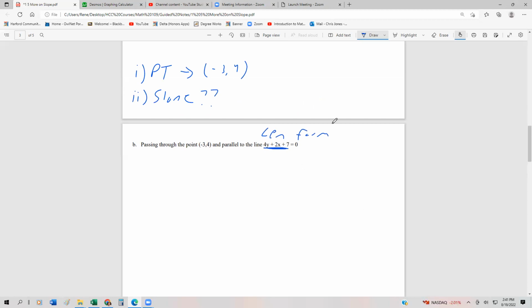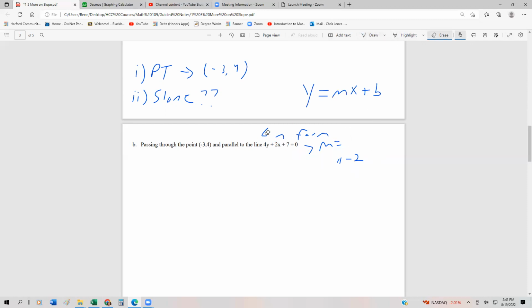Now, some students would look at this and say, okay, well, 2 is the number in front of x. And they would say that m is equal to 2, and that m parallel is going to be equal to 2, since parallel lines have the same slope. That is not true. The reason it's not true is because we need to make sure that the equation is in the form y equals mx plus b before we go any further.